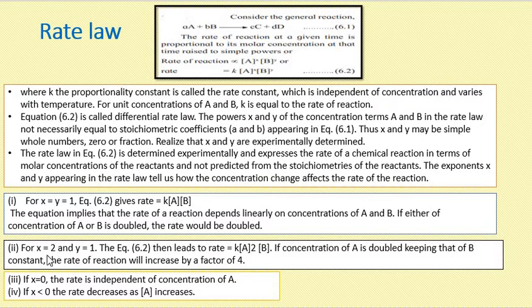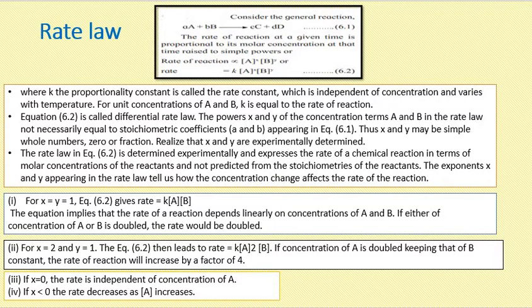If we take the value of x as 2 and y as 1, what will happen to the rate? Rate is equal to K multiplied by concentration of A raised to power 2 multiplied by concentration of B. If we double the concentration of A, the rate will increase by 4 times. And if we take x equal to 0, then the rate is independent of the concentration of A. And when x is less than 0, the rate decreases as the concentration of A increases.